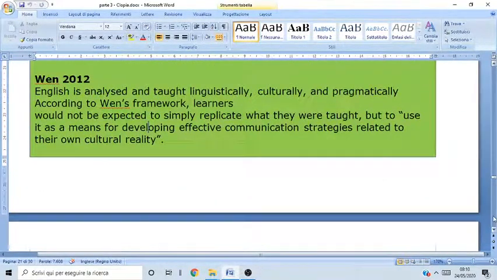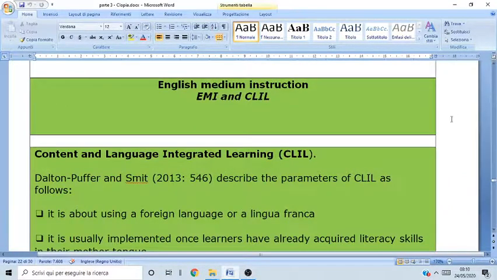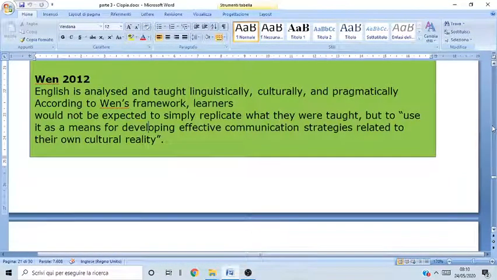And finally, yes, it's the last scholar. According to Wen, again, we're back in 2012, English has to be used for effective communication. But it is highly linked to the culture someone belongs to. And it makes pretty much sense because when we communicate, when we're using words, we do not put our culture aside. It's always there. Okay?